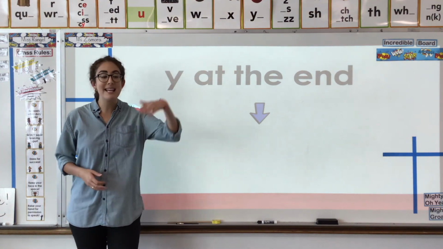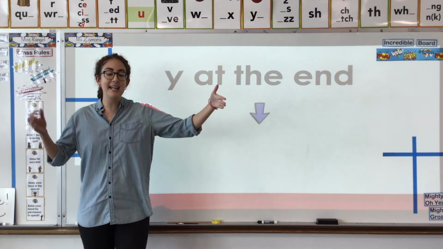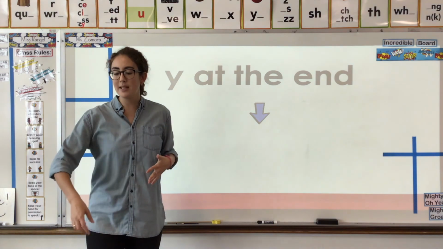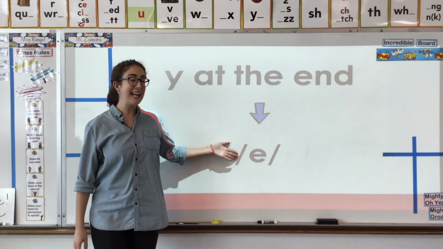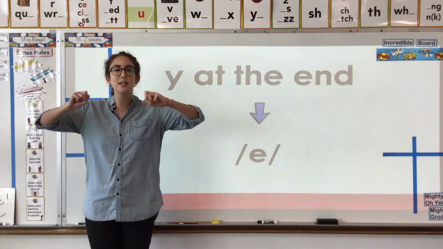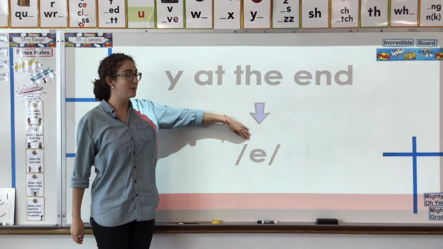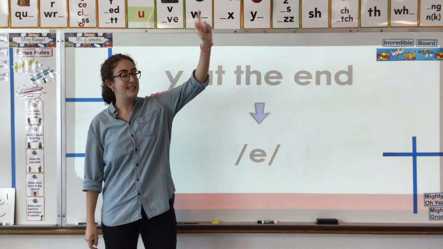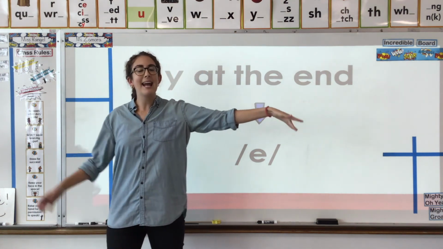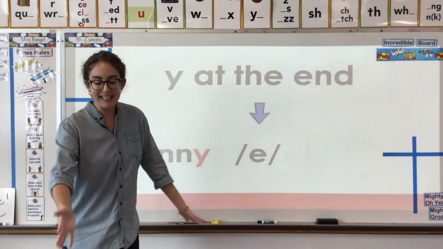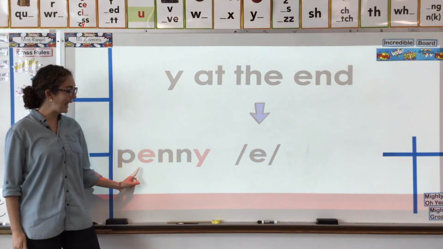So if a Y is at the end of a word and it's with another vowel, it is going to say the E sound, just like the long sound, E. Y can also say E if it's at the end of the word and has another vowel in the same word. Like in the word penny.